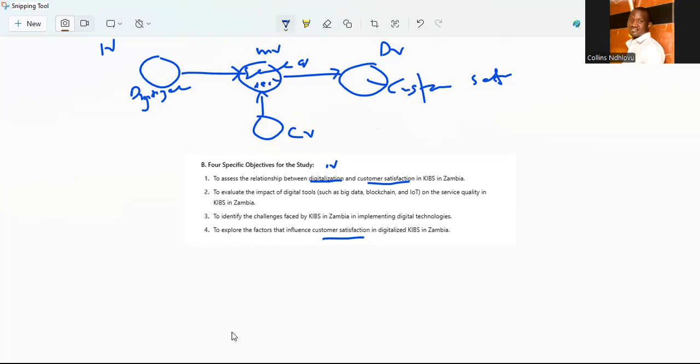Macro variables, extraneous variables. If you want, you can use what? Company size, where we know that larger companies have more resources to implement digital tools, and maybe customer demographics like age, education. So you can look at customer demographics and size of the company. So this is how the conceptual framework can be formulated. Are we together? So you're not limited. There's no single clear-cut formula that you will use. You just need to understand the concepts that we've been talking about. Are we together?